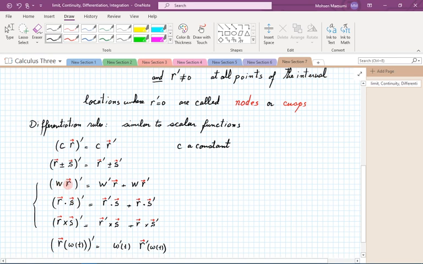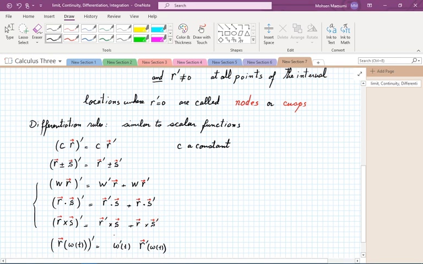If you have one function times some other function you want to differentiate, it's the derivative of the first times the second plus the first times the derivative of the second. If you are dotting two vector functions, it's still the derivative of the first dot the second plus the first dot the derivative of the second. It's important that the type of multiplication here is the one that you started with. If you have two vector valued functions crossed with each other, the derivative is the derivative of the first cross the second plus the first cross the derivative of the second.